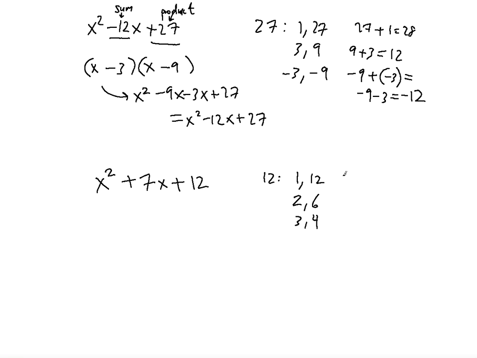1 and 12 gives you 13, so that's incorrect. 2 and 6 gives you 8, not 7. 3 and 4 gives you 7. Good. So as a result, having the x's written here, we need x plus 3 and x plus 4, these two factors, because their sum will give you 7x, right, 4x plus 3x, 7x, and the product of these two numbers, 3 and 4, the factors of 12, exactly gives you 12.